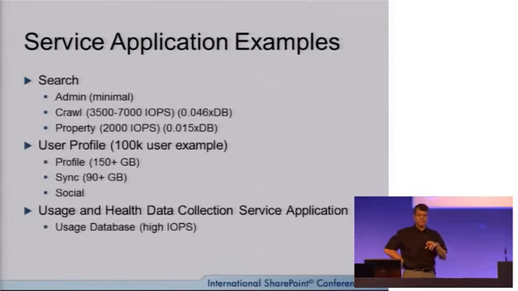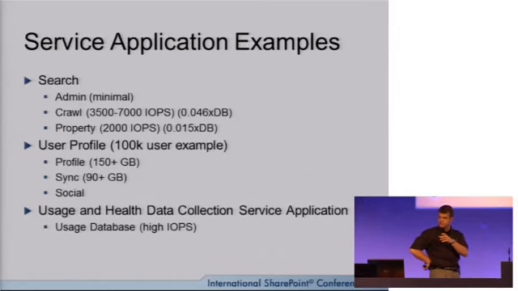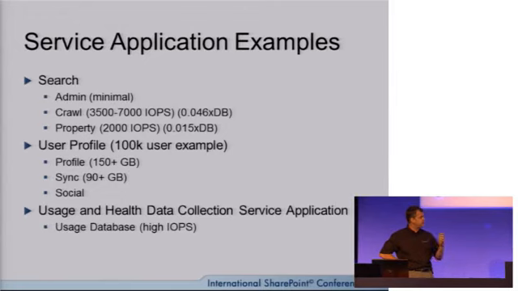So just a couple of examples here of service applications and the types of throughput you need. And so the crawl is 3,500 to 7,000 with the property database at 2,000. Key into that 2,000 IOPS, because if you were to go through TechNet and MSDN and look at essentially the requirements for disk, 2,000 is essentially the minimum.